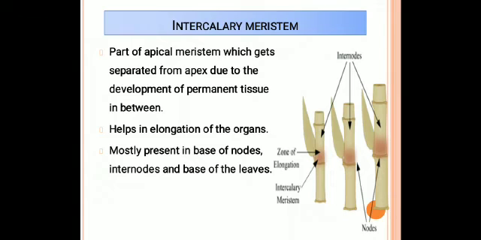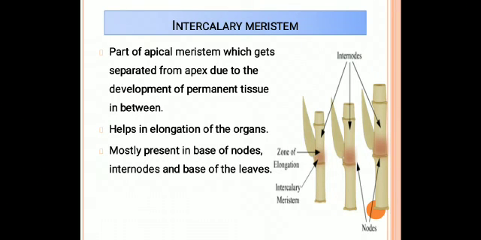The internode is the space on either side of the node, and sometimes we can see it at the base of the leaves. So it helps in the elongation of the organs, mostly present at the base of the nodes, internodes, and the base of the leaves. Here you can see the picture: nodes, internodes, intercalary meristem, zone of elongation.